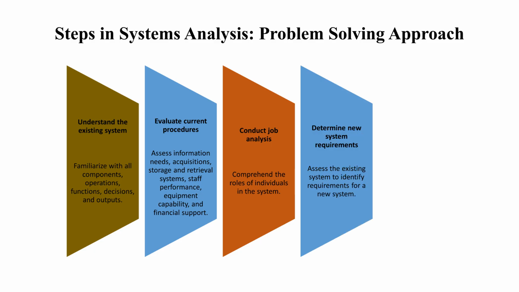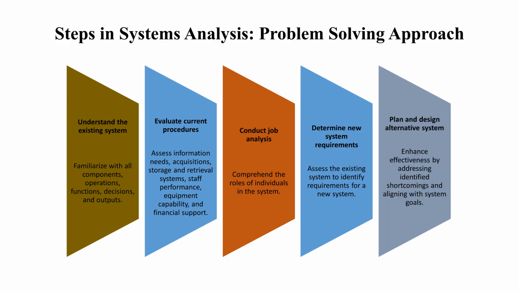Determine new system requirements. Then we need to assess the existing system to identify requirements for a new system. Plan and design alternative system. Enhance effectiveness by addressing identified shortcomings and aligning with system goals.